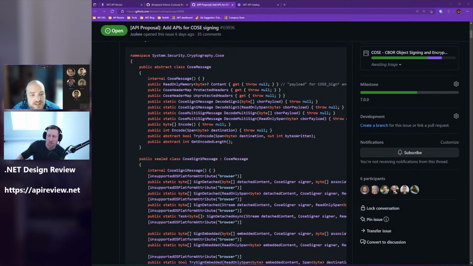Everything has a notion of protected headers. These are things that the signer or encryptor can produce that no one else is allowed to change after the fact. So when you read this, it's a read-only map. And then unprotected headers is this weird thing that you can modify after the fact. There are scenarios; they're viable, but they're weird and we don't need to talk about them here.